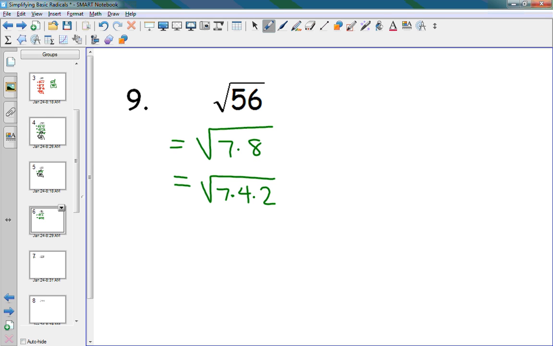Meaning, what's the square root of 7? Can I do it? No. What's the square root of 4? 2. What's the square root of 2? Can I do it? No. So on the outside, I'm going to have what? 2. On the inside, I'm going to have? 14.